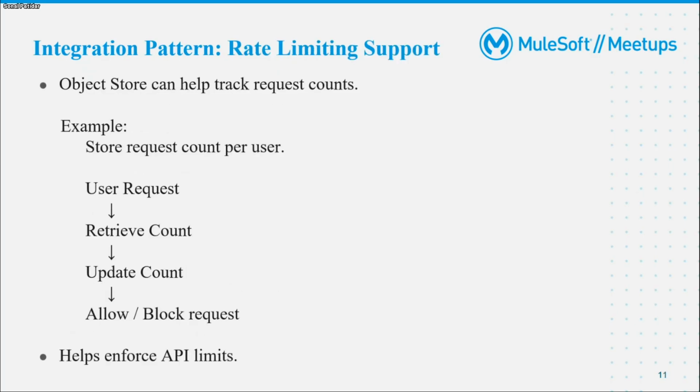Next is rate limiting support. In rate limiting support, object store can help track request counts. We can also use object store to track how many requests a user is making. Based on that, you can allow or block the request. We store request count per user and update it on each request. And based on the limit, we allow or block the request. So it helps enforce API limits.